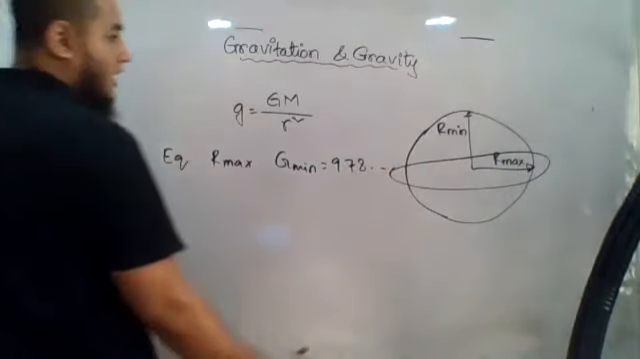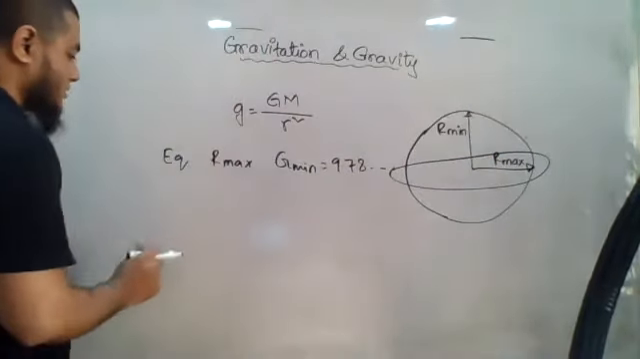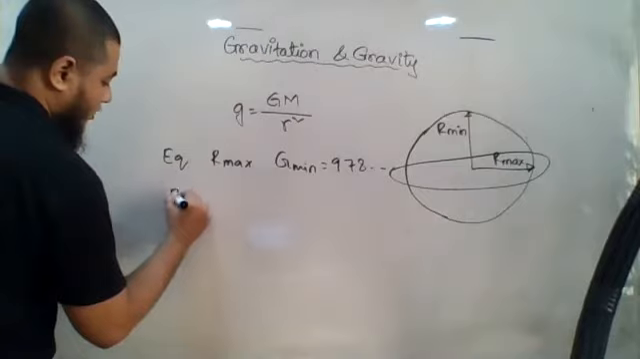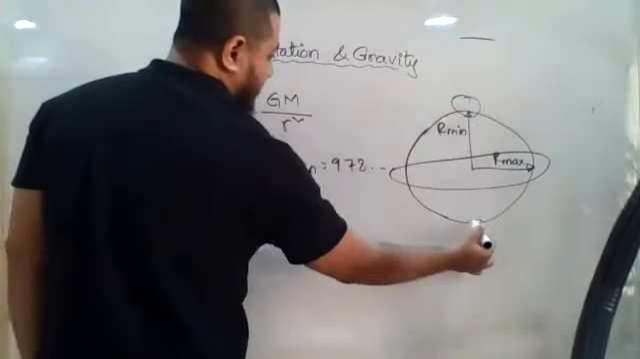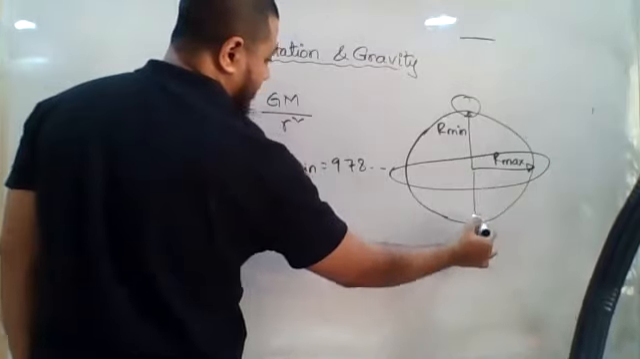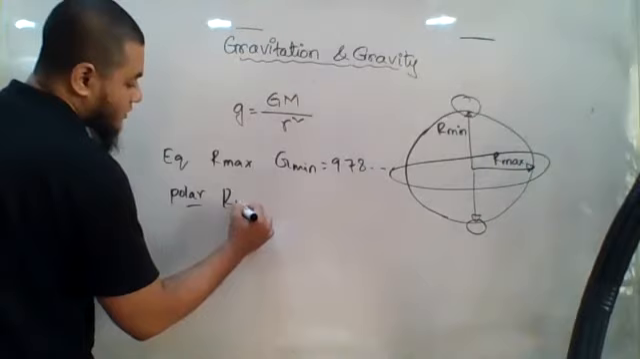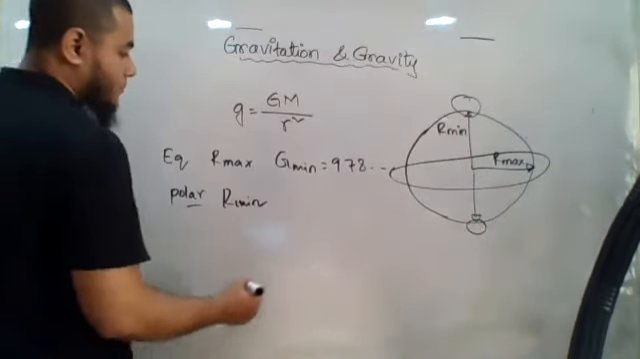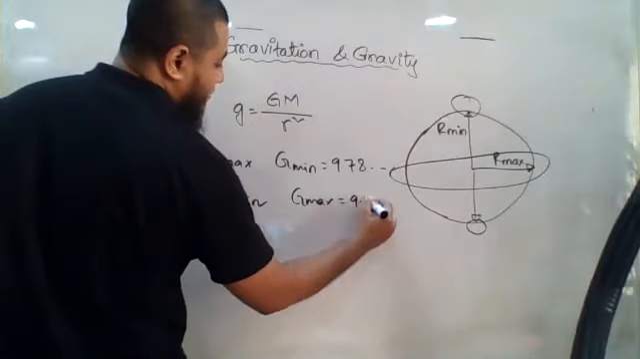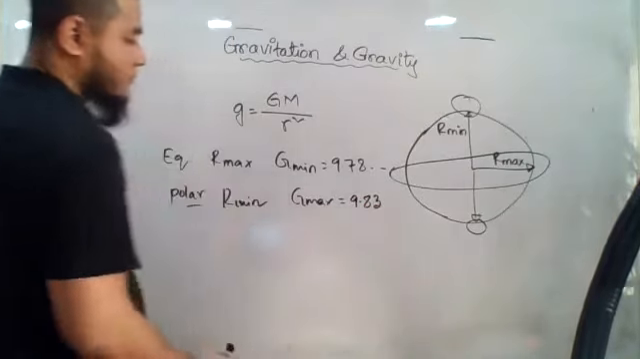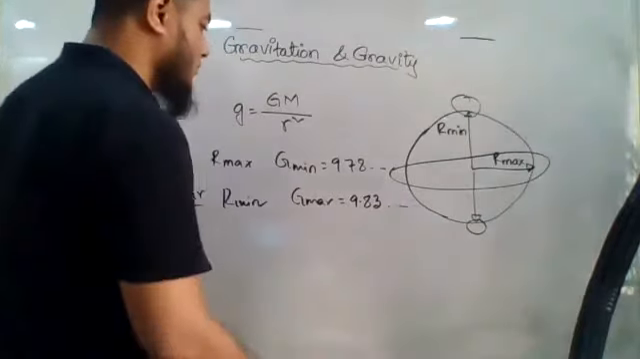But as we move to the polar region you can see that the radius decreases. In the polar region, polar means North Pole and South Pole, in both cases the radius decreases. So in the polar region r is minimum, so g will automatically be maximum and that value is 9.83. Maybe there are some more values, I don't know, you can check on the internet.